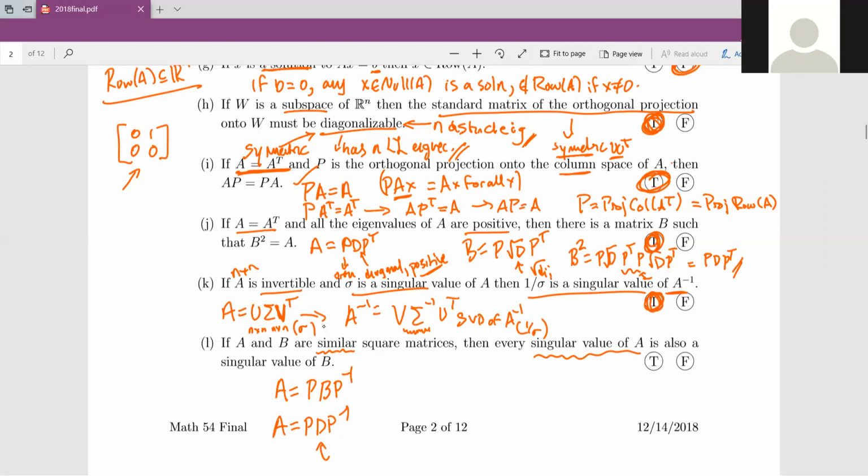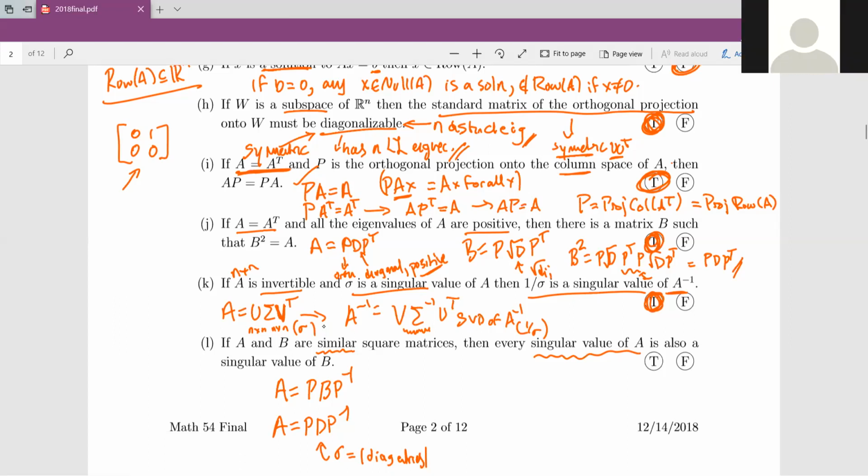The square root of the diagonal entries. Well, it would be the square root of the diagonal entry squared, right? Because you'd look at D transpose D, which is D squared. So singular values equal absolute values of diagonal entries. So for a diagonal matrix, the singular values are very straightforward. They're just the absolute values of diagonal entries. And what the question is asking is, now if you throw in a similarity, can it change the singular values?